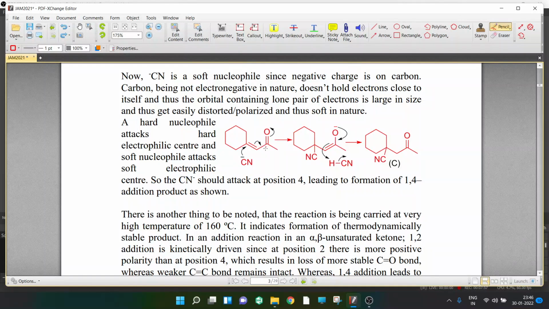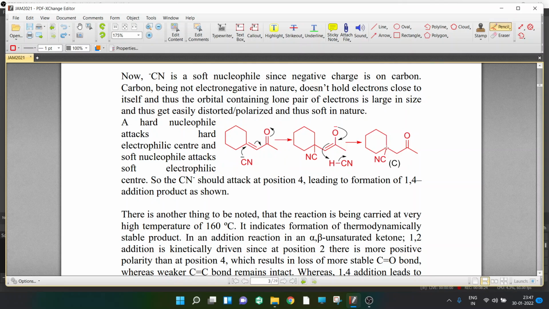Carbon number 2 has much more positive polarity than carbon number 4, because here oxygen is directly attached to the carbon, so a lot of positive polarity is there. Therefore a nucleophile, if it is in a hurry, will go and attack here. But if such a high temperature is there, it is in no hurry. Attack at position number 4 is thermodynamically favored. Why? Because once the attack happens at position 4, what is happening?